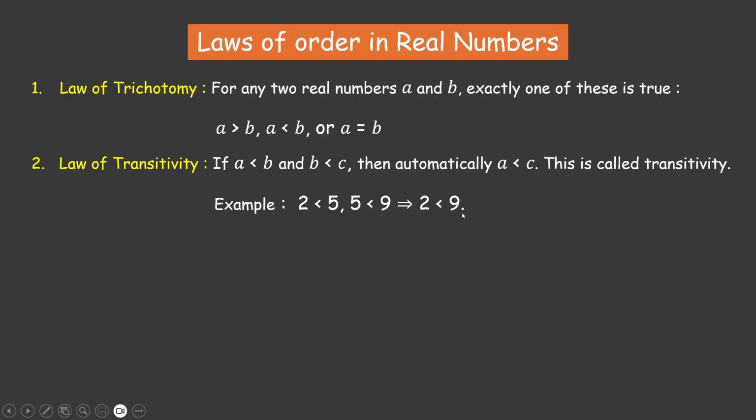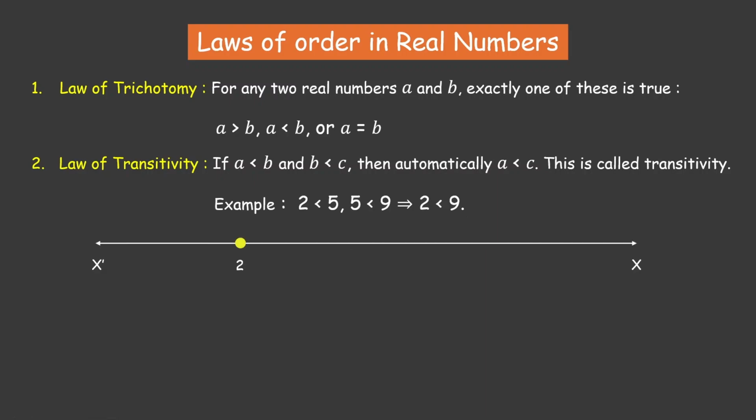Let us visualize it on the number line. Since 2 is less than 5, it will lie on the left side of 5. 5 is less than 9, so it will lie on the left side of 9 on the number line. Now here 2 lies on the left side of 9. This implies 2 is less than 9.